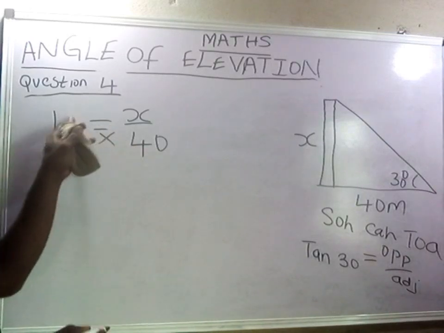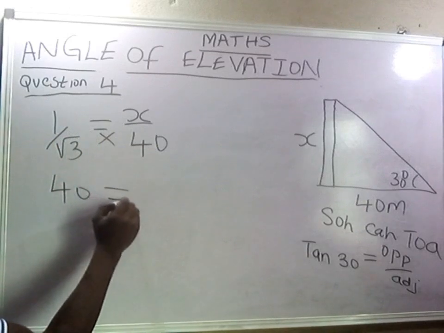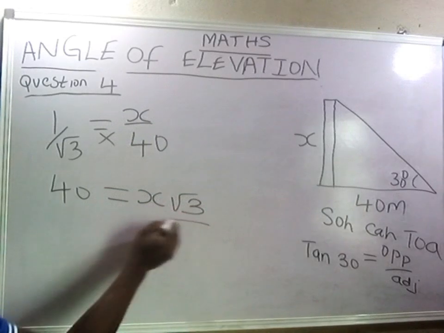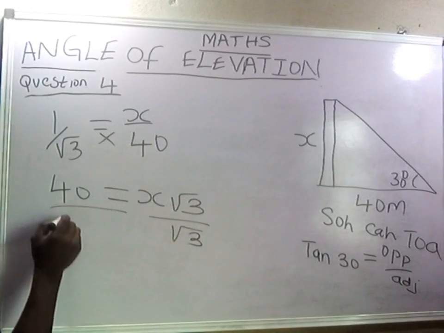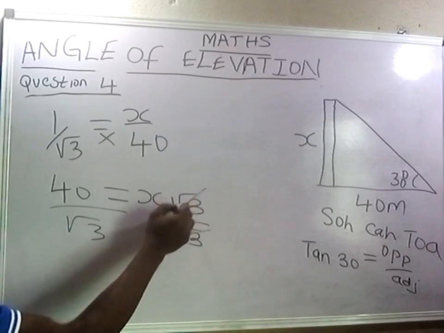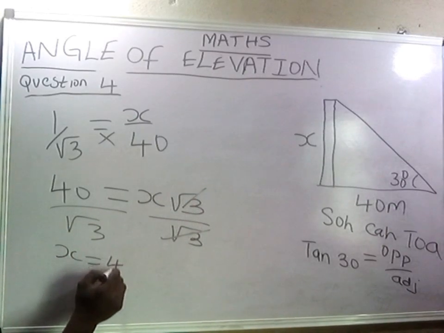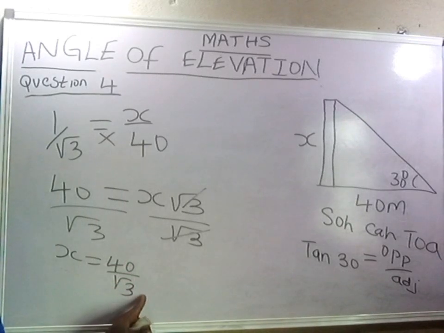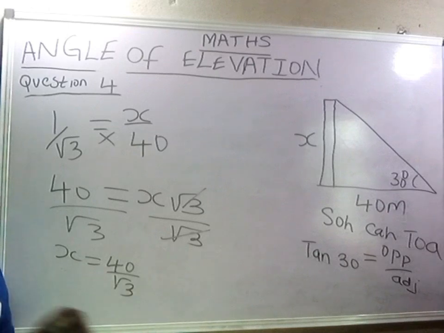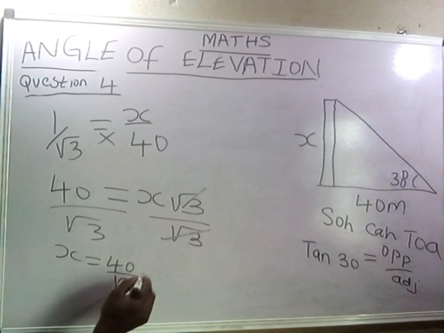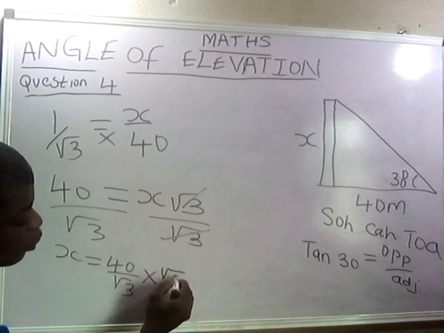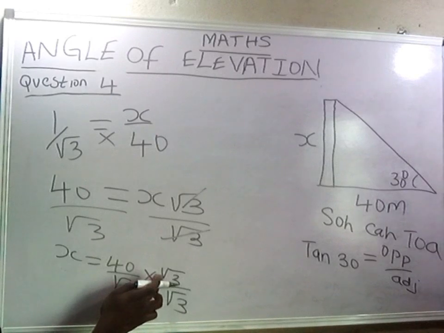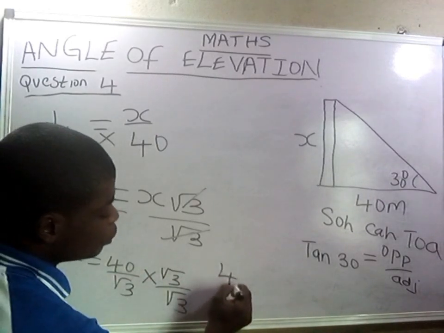So it will be 40 times 1 is 40 equals root 3 times x, which is x root 3. Divide both sides by root 3. Root 3 cancels root 3. x equals 40 over root 3. But we are not done yet. We have to rationalize, because it's taboo for a surd to be at the denominator. When you rationalize, you multiply the numerator and denominator by the root, which is root 3. So it will be root 3 times 40, which is 40 root 3.